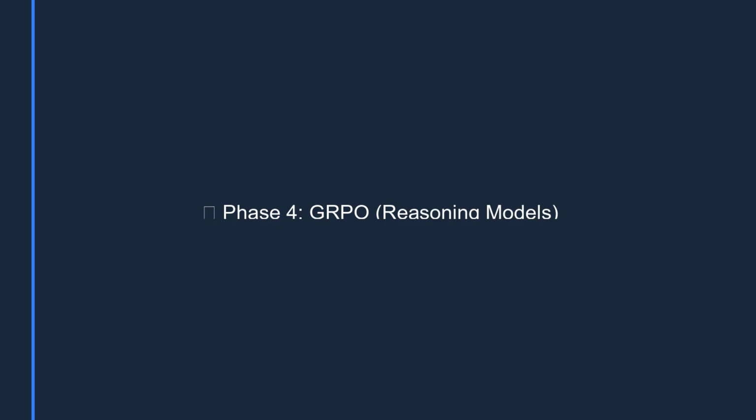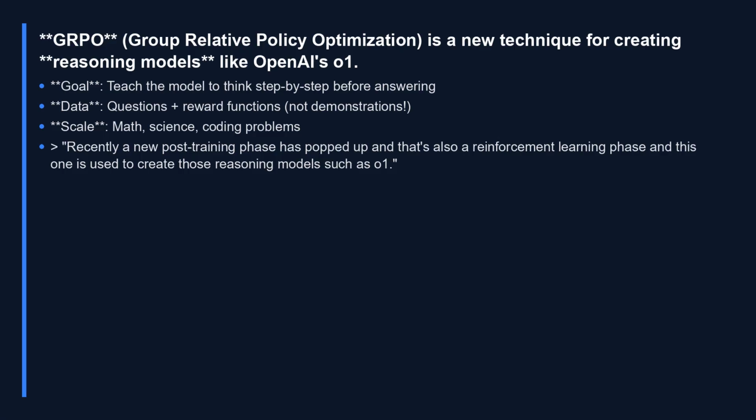Phase 4, GRPO, Reasoning Models. GRPO, Group Relative Policy Optimization, is the technique behind reasoning models like OpenAI's O1. It's a reinforcement learning approach, and what makes it genuinely exciting is what it doesn't require. You don't need demonstrations of reasoning. You don't need to manually write out step-by-step solutions for the model to imitate. Instead, you give the model questions and define what a good answer looks like, a reward function, and the model figures out how to reason its way to good answers on its own. The reasoning behavior emerges from the optimization process itself.